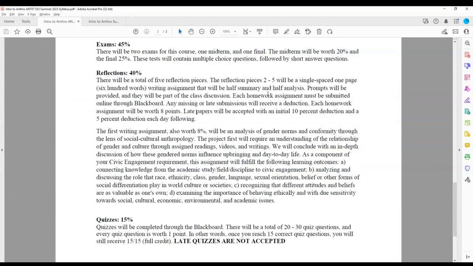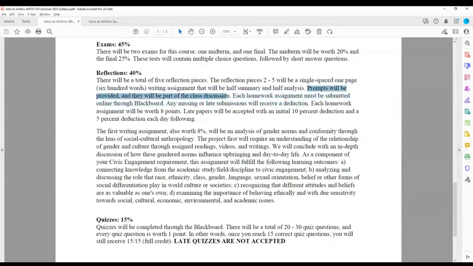That being said, though, because I don't slam you with work, every one of these reflections, every one of these writing assignments are going to be worth a lot of your grade. Okay, so please, please, please get these done. All right, so there will be a total of 5 reflection pieces. The reflection pieces, 2 to 5, will be single space, 1 page, 600 words. Writing assignment, that will be half summary, half analysis. So it doesn't have to be single space, it will be double space, whatever.